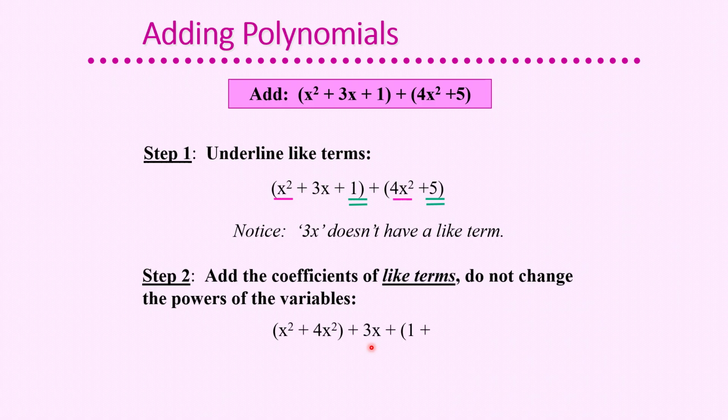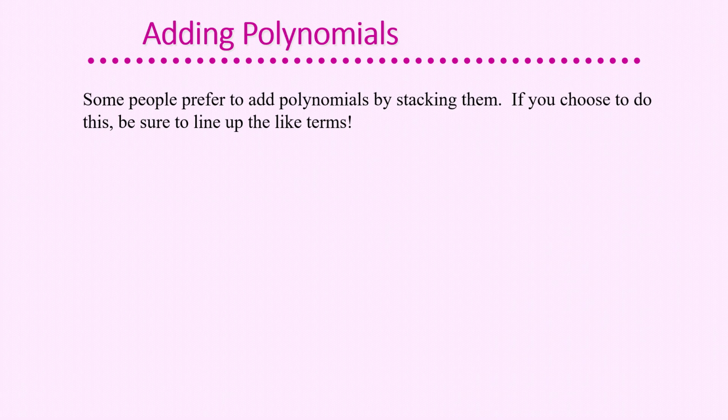So let's combine. We have x squared plus 4x squared plus 3x plus 1 plus 5. Then we have 5x squared plus 3x plus 6. That's how we do it, combining like terms. Now, some people prefer to add polynomials by stacking them. If you choose to do this, be sure to line up the like terms like this.